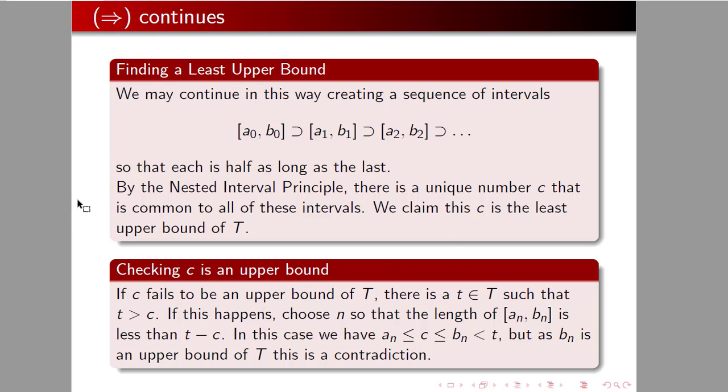So let's check this. If c fails to be an upper bound of T, then there is some little t in T that's bigger than c. If this happens, choose n so that the length of [an, bn] is less than t minus c. In this case, we have an is less than c, is less than bn, is less than t, but bn is an upper bound of T, so this is a contradiction. Therefore c is an upper bound of T.